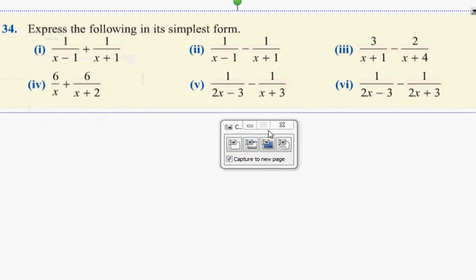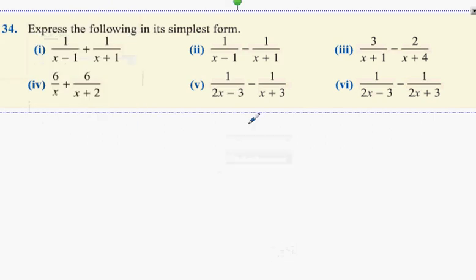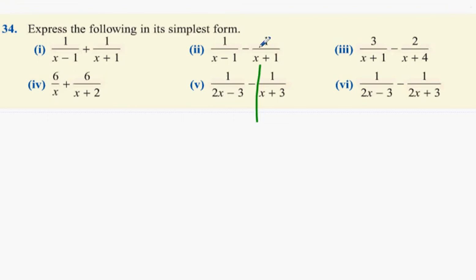So what we have here, guys, is: express the following fraction in its simplest form. Now, if I gave you a really easy fraction to do, something like a half minus, I don't know, a third, here's what you do. Without using your calculator, of course. Don't be reaching for your calculator.